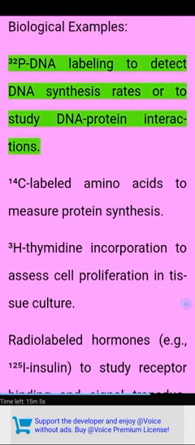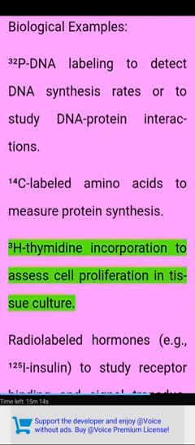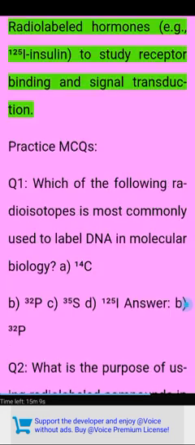Biological examples. ³²P DNA labeling to detect DNA synthesis rates or to study DNA-protein interactions. ¹⁴C-labeled amino acids to measure protein synthesis. ³H thymidine incorporation to assess cell proliferation in tissue culture. Radiolabeled hormones, e.g., ¹²⁵I insulin to study receptor binding and signal transduction.